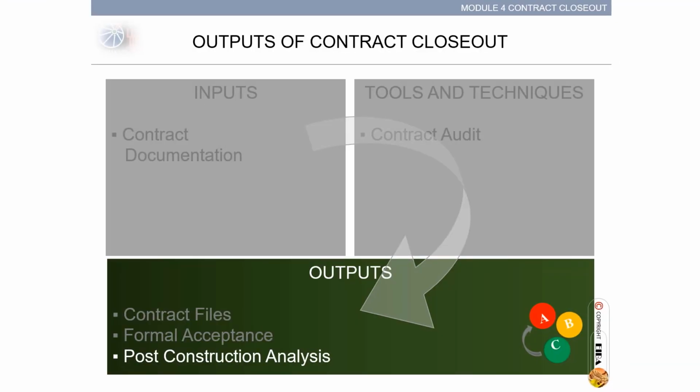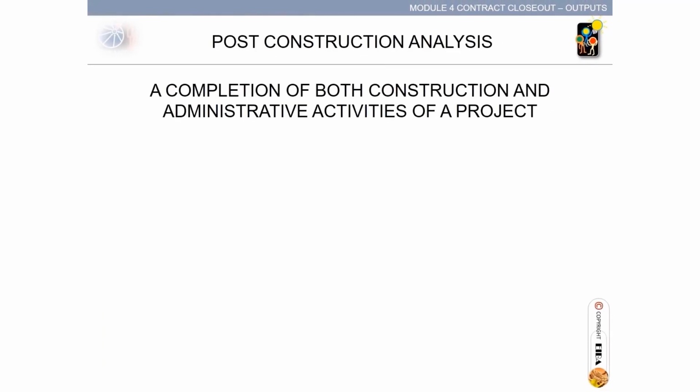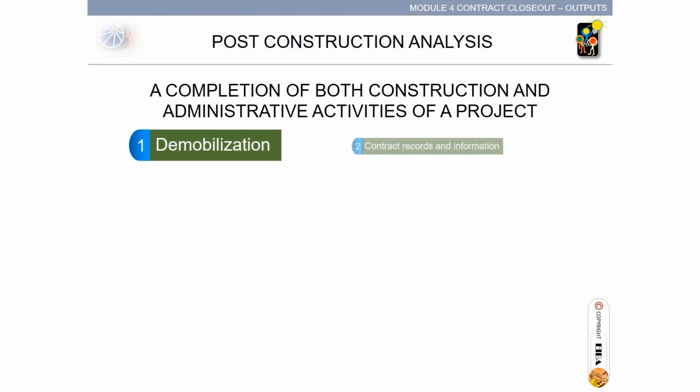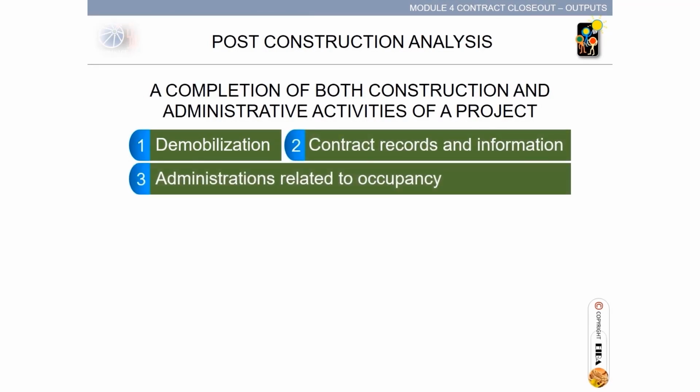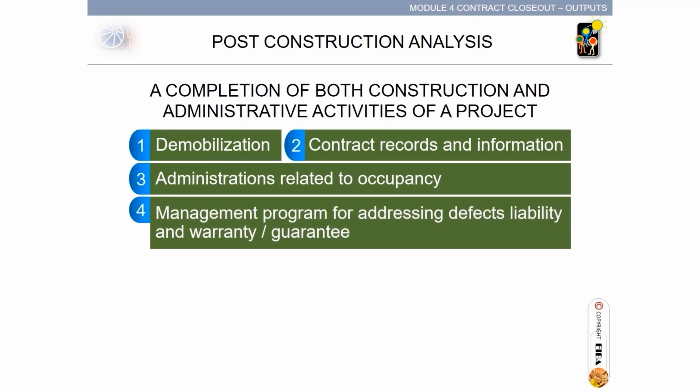Output of contract closeout, post-construction analysis. In post-construction analysis, a completion of both construction and administrative activities of a project. Demobilization, the start of cleanup and move out from the site. Contract records and information archiving. Administrations related to occupancy. These should be organized by owner and constructor. Management program established for addressing defects liability and warranty guarantee.